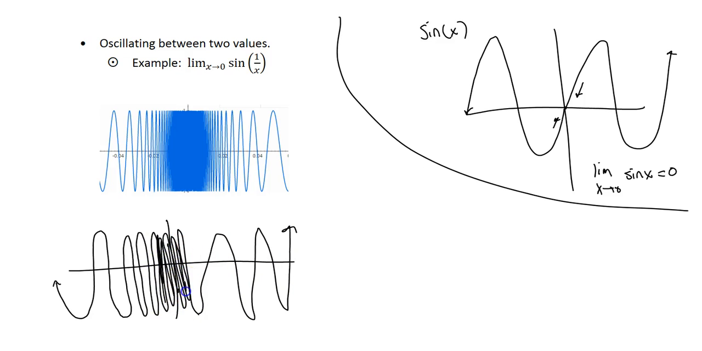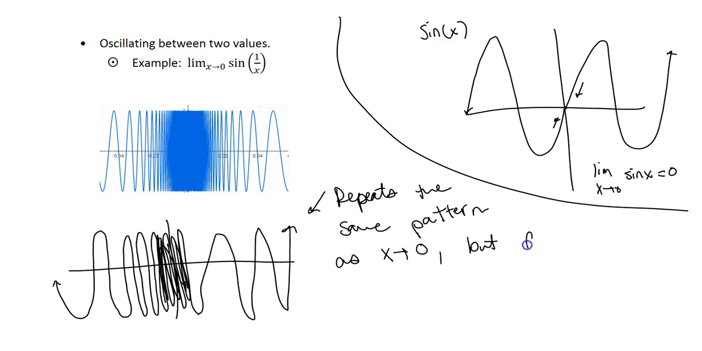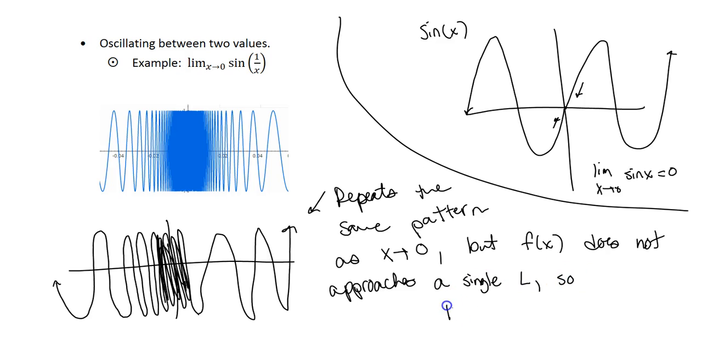So they're getting so close together in here that you can't see it, but it's repeating the same pattern over and over as x gets closer and closer to 0. But f of x does not approach a single value. If you get a step closer, you're going to go back between 1 and -1 again. So it doesn't approach a single L. So in this case, the limit as x approaches 0 of sine of 1 over x does not exist.